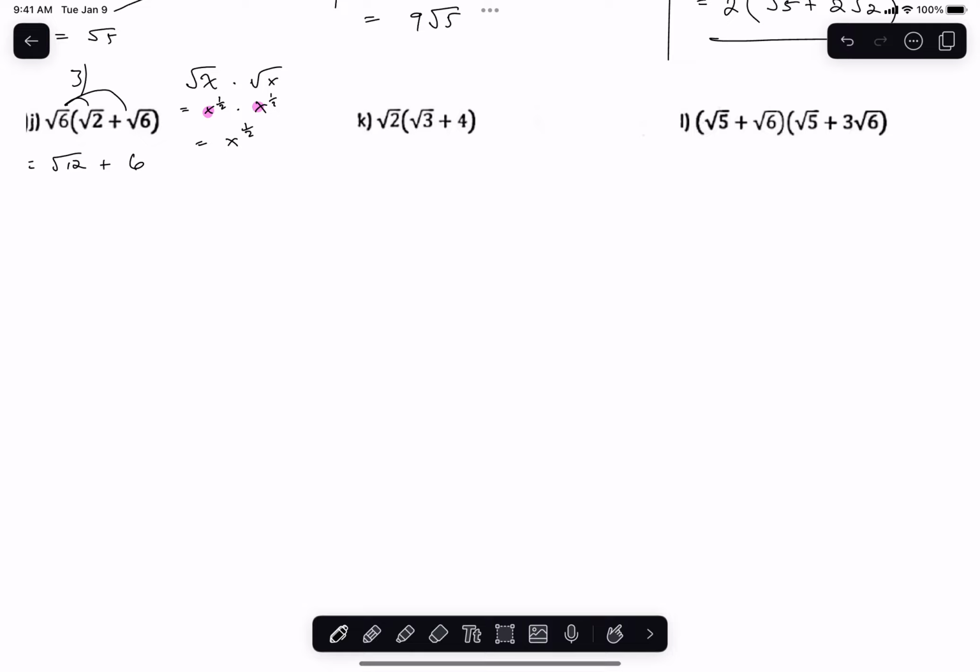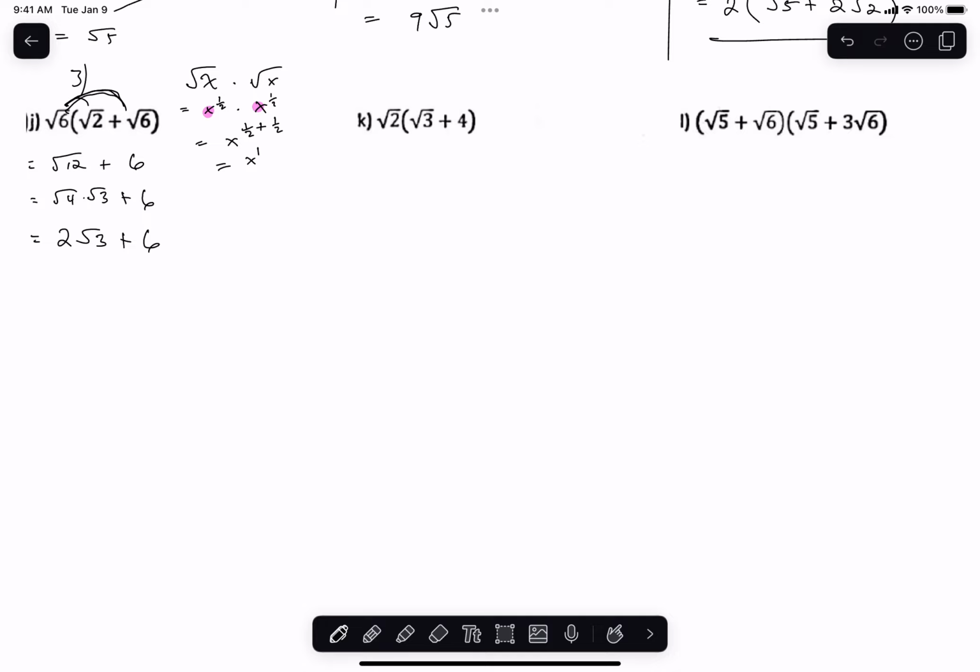So this is actually 1/2 plus 1/2. So we get x to the 1. Okay, that's the reason why root 6 times root 6 is just 6. Okay, and so if I was to finish this question off, I'd get the root of 4 times the root of 3 plus 6. It's 2 root 3 plus 6 should be the answer for that one.